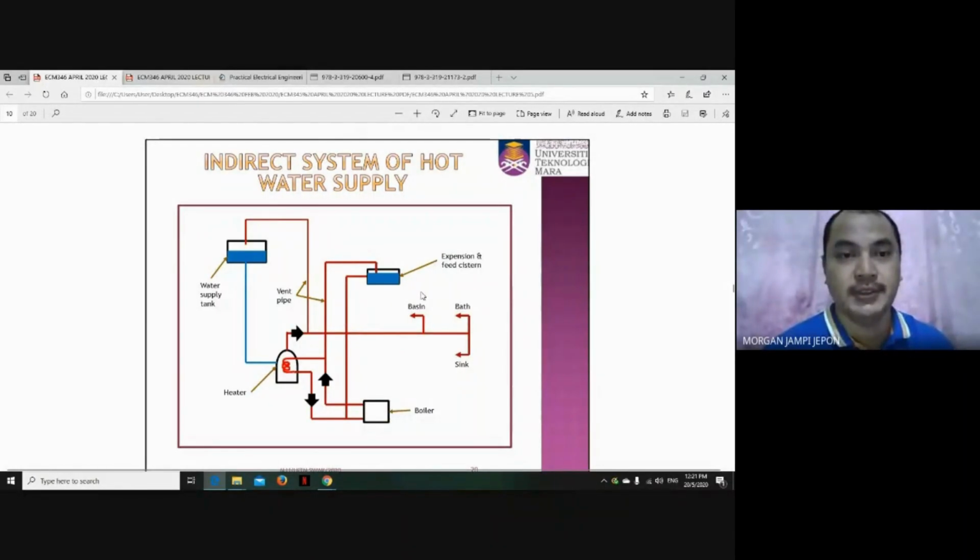So the difference between indirect and direct hot water supply is that with indirect hot water supply, from the heater and boiler, the water goes to the expansion and feed system first, and from this expansion and feed system, it then goes to the kitchen, toilet, and bathroom.